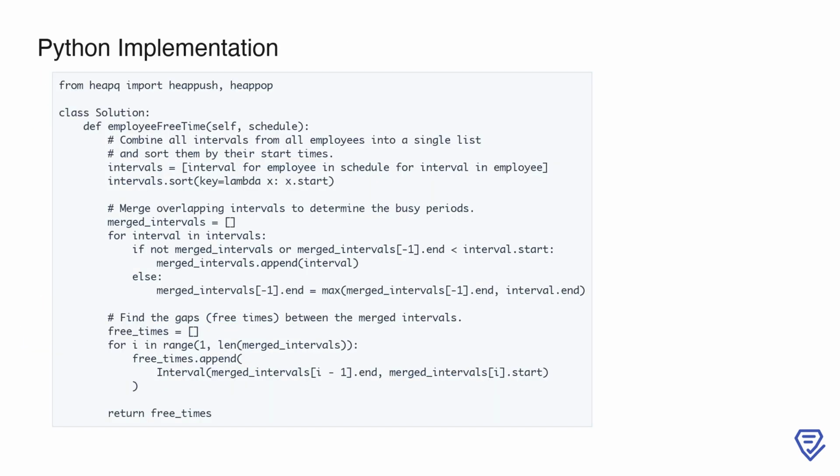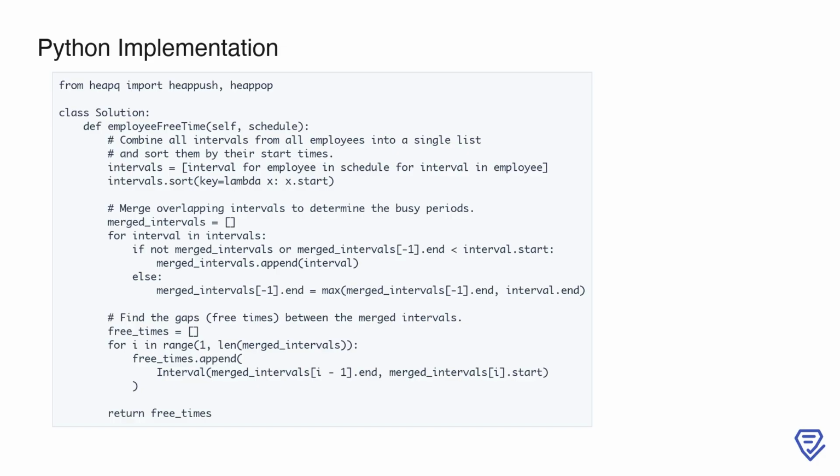This solution addresses LeetCode problem number 759, Employee Free Time. The input is a list of employees' schedules, where each schedule contains intervals representing an employee's busy times. The goal is to find the common free intervals shared across all employees.